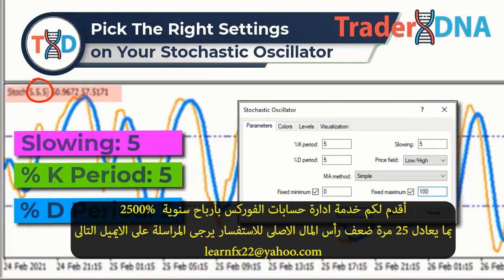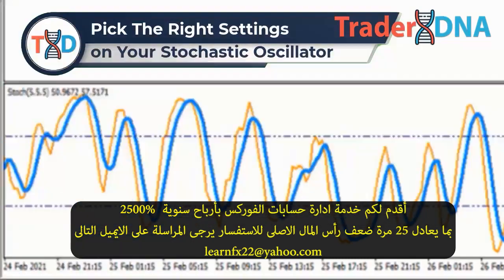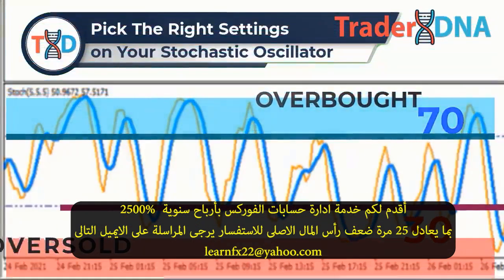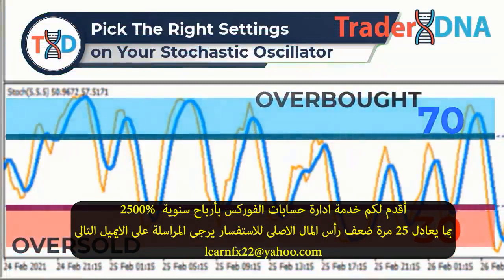Identify overbought and oversold levels. An overbought level is indicated when the stochastic reading is above 70. Readings below 30 indicate oversold conditions in the market. A sell signal is generated when the oscillator reading goes above the 70 level and then returns to readings below 70.